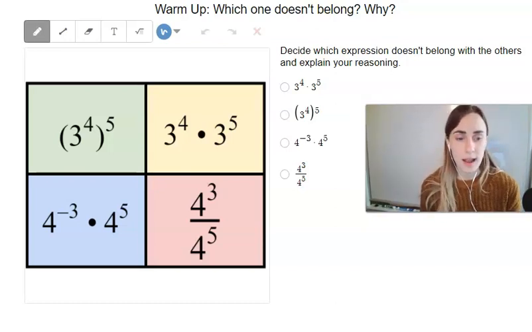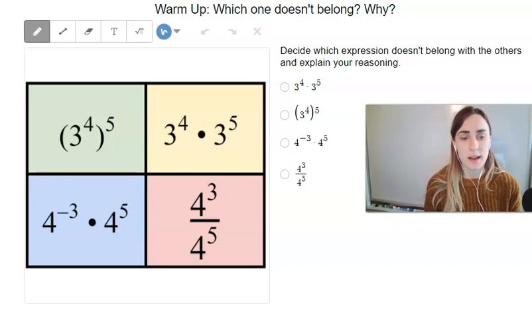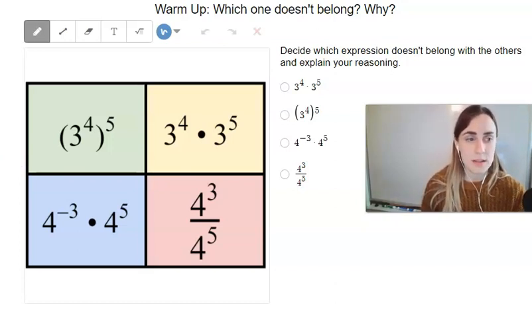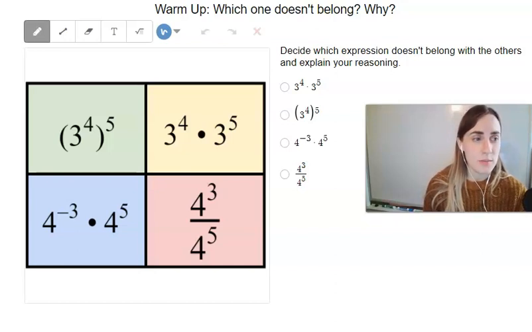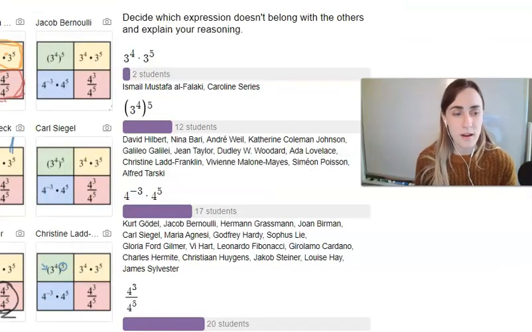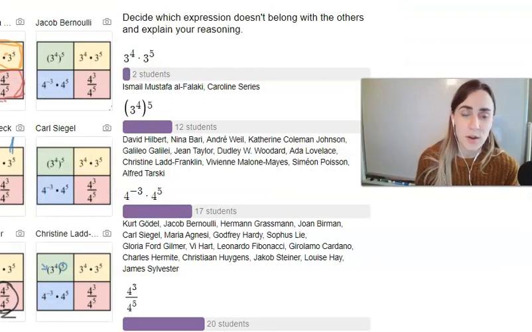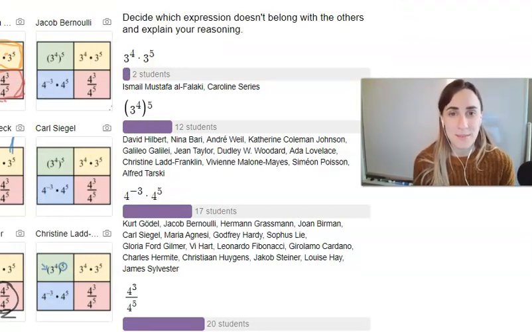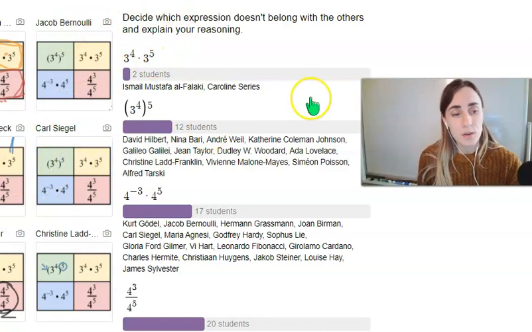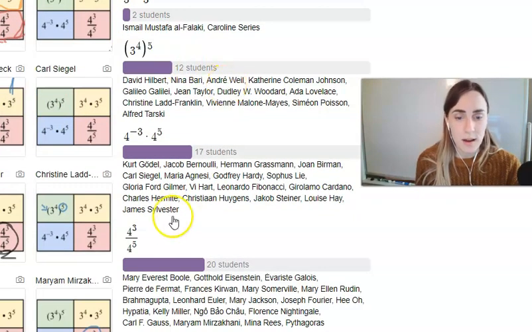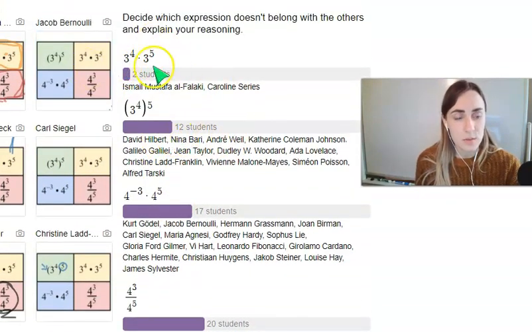So part of why I use Desmos when I facilitate live instruction is because of the screen that makes it really easy for me to see what students were thinking. So I've made all of these students anonymous. The names that you'll see are names of famous mathematicians. So these are not my students' names, but you can see in Desmos, it shows me how many students responded to each choice for which one doesn't belong.